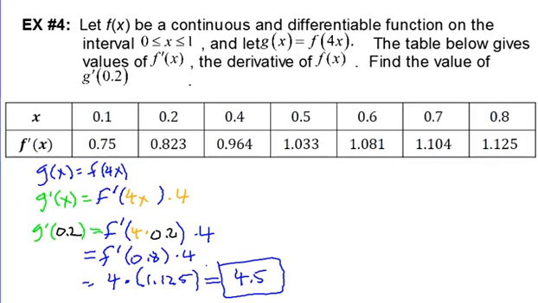In example 5, take a minute and go ahead and work parts A and B of example 5, and we'll be back in the next video to check those answers. We'll see you then.